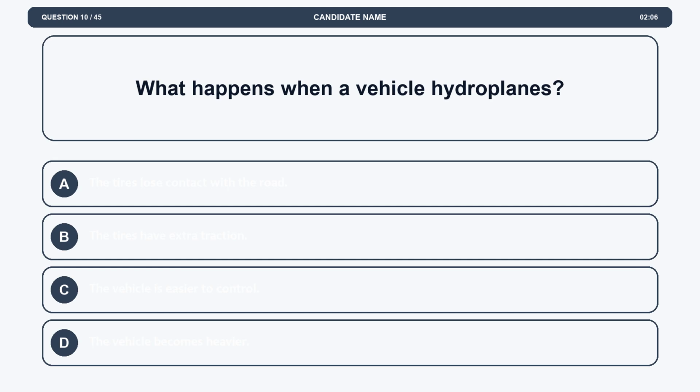Question 10. What happens when a vehicle hydroplanes? Option A. The tires lose contact with the road. Option B. The tires have extra traction. Option C. The vehicle is easier to control. Option D. The vehicle becomes heavier.